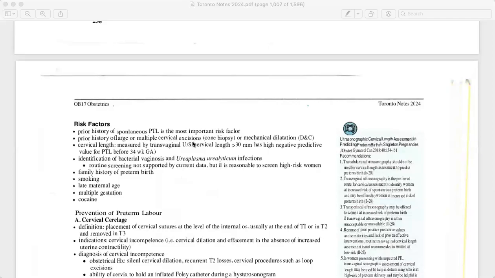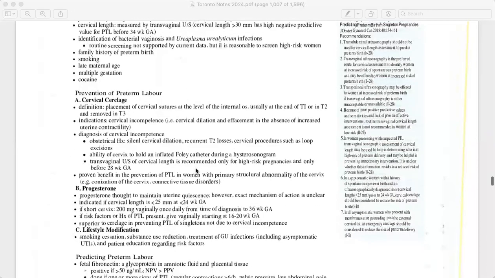So identification of bacterial vaginosis, as I told you, bacterial vaginosis could lead towards preterm labor. That's one of the most important things. And routine screening, we don't do routine screening, but if there are any symptoms, then we definitely go for it. As they said, routine screening is not supported by the current data. So depending on the patient, who is living in a socio-economic status where they need this screening, then you are definitely going to do the screening. So family history of preterm birth, smoking, late maternal age, multiple gestation, and cocaine are some of the risk factors.